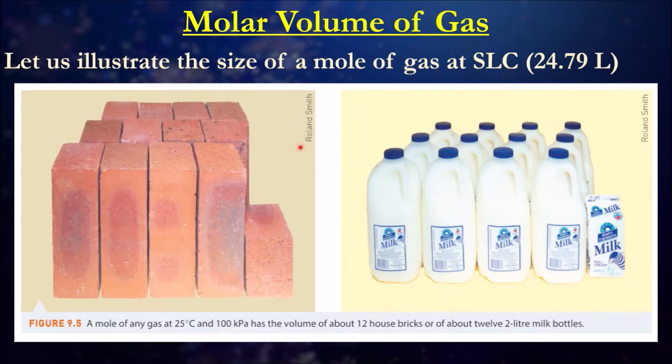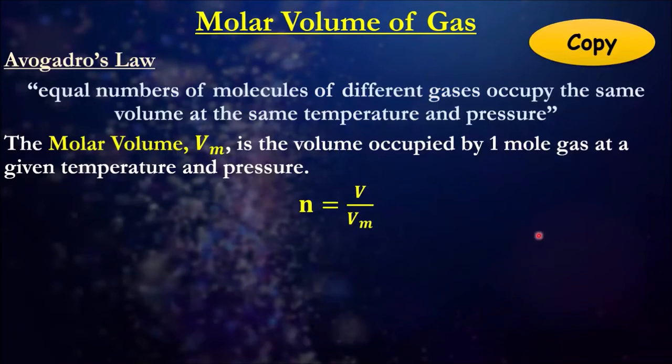Standard lab conditions, 24.79 liters. This is what it looks like if you want to try and picture it. 24.79 liters would be about 12.5 bricks. It would also equal just above 12 liters worth of milk. So that's about the amount of space gas particles would occupy in standard lab conditions.